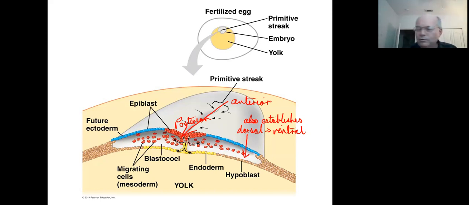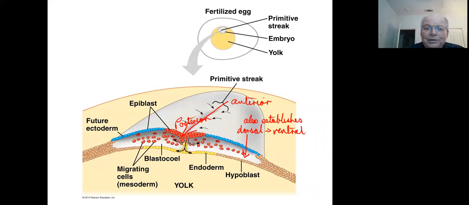Now, if you notice what's happening here, cells that are migrating inwards, some of those cells migrate into the space of the blastocele. They're going to become part of the interior mesoderm. Some of the cells will remain in what was the epiblast, also to give rise to mesoderm cells. Some of the cells will migrate completely across and displace the cells of the hypoblast. Those are going to become the endoderm, the lining of the gut.